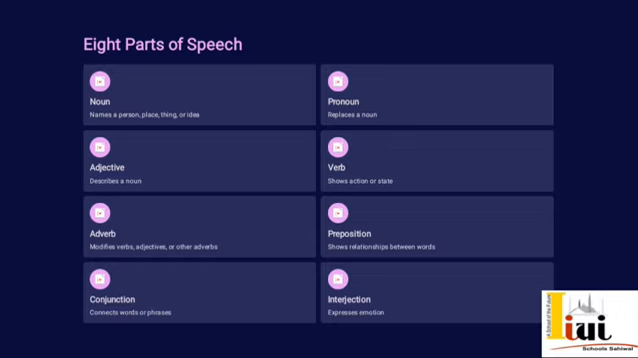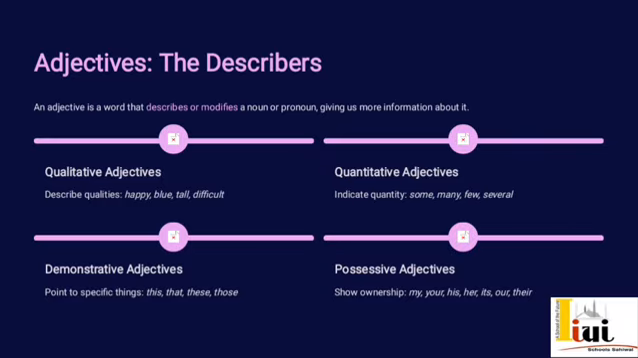There are 8 parts of speech. We have already covered noun, pronoun, and verb in the previous class, and now we will look at the next ones, which are adverb, adjective, preposition, conjunction, and interjection. So let's move on to the topic of adjective. Adjective is called the describer. An adjective is a word that describes or modifies a noun or pronoun by limiting its meaning.